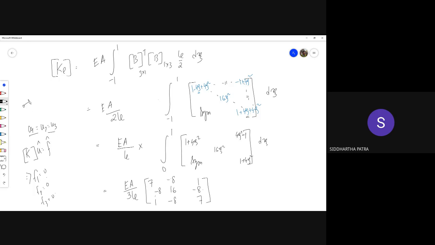Imagine if there is a spring and both ends are being moved by the same amount. What is the net force developed in the spring? It's 0, right? So here we are talking about that internal force, k times u hat. That has to be 0 when u1 equals u2 equals u3. So 7 plus 1 is 8, so I got this minus 8. Same thing here, so it is symmetric. So this one is also minus 8. Also 16 plus minus 8 plus minus 8 should be 0.